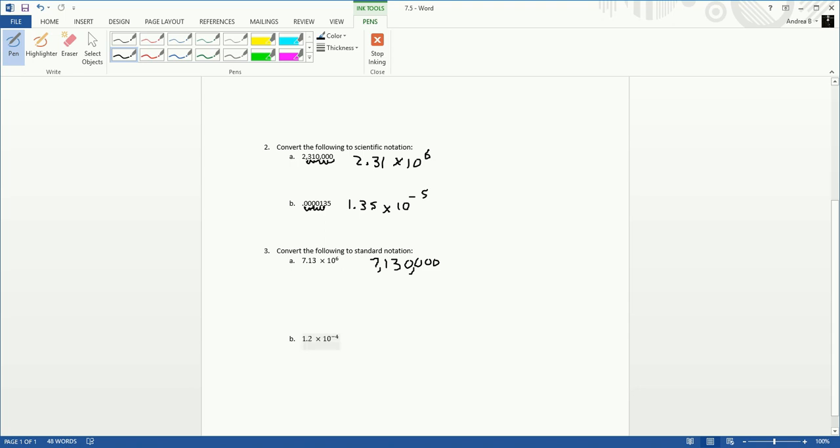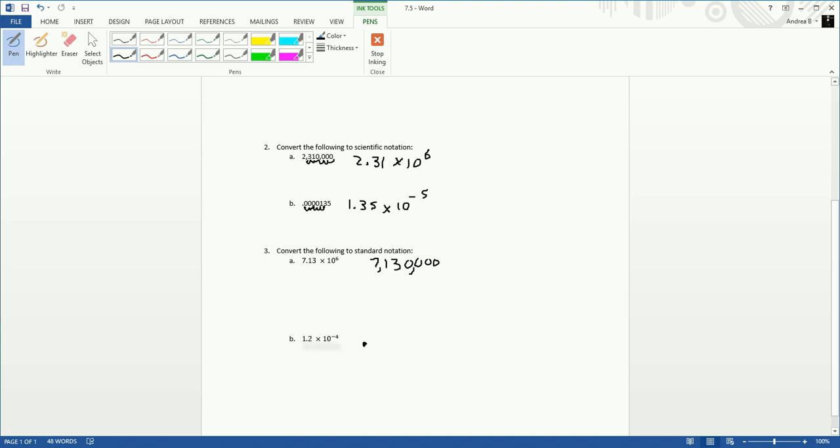For part B, we have 1.2 times 10 to the negative 4th. So in this case, it's going to be another decimal value. So we'll have our decimal point here. And we have to move the decimal point over to the left 4 places instead of to the right to make it a smaller number.